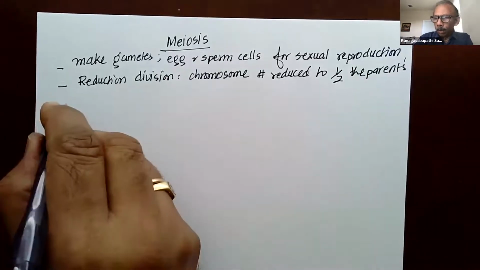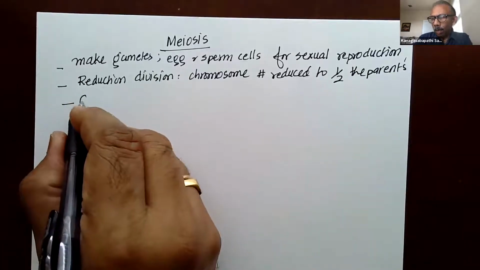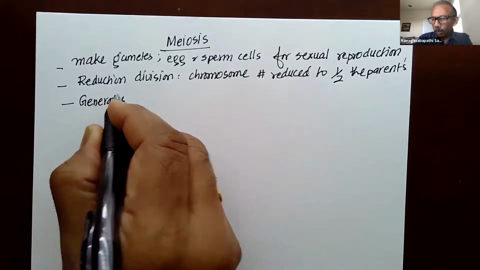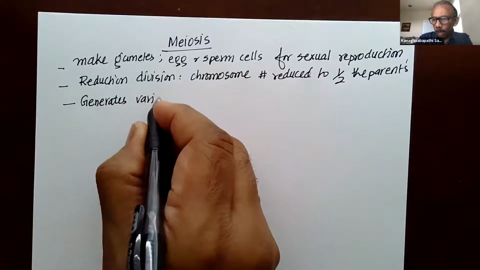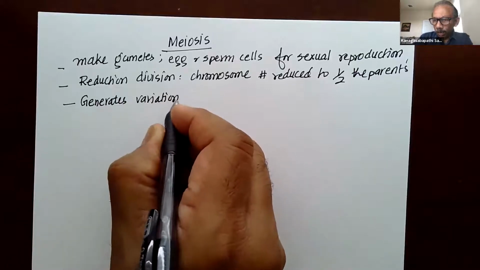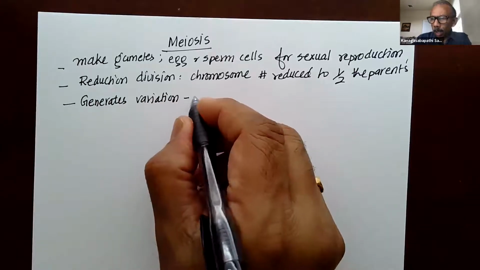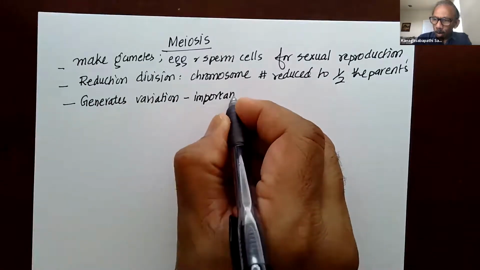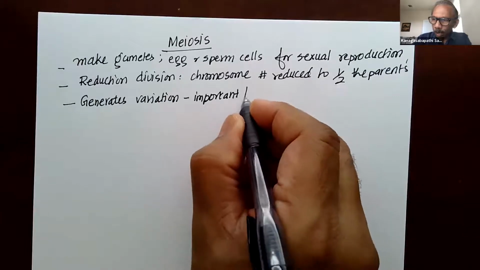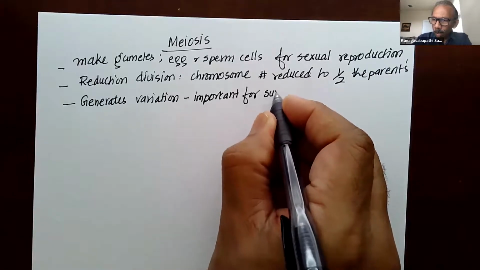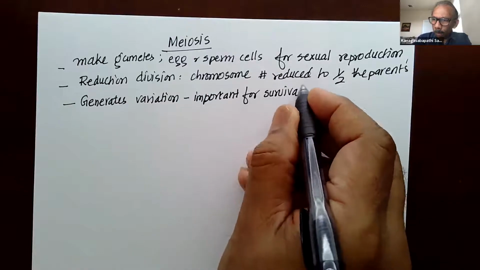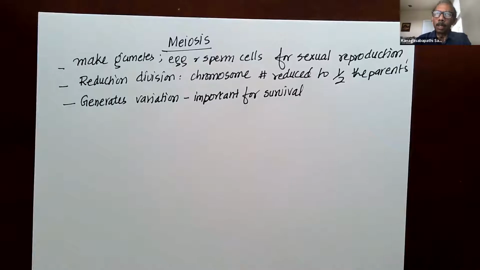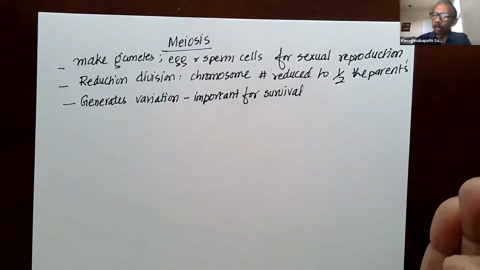The other thing is that meiosis generates variation. The variations are very important for survival. Say one particular organism exists and some disease comes in. If every organism is the same makeup, the disease can kill and wipe out that organism.